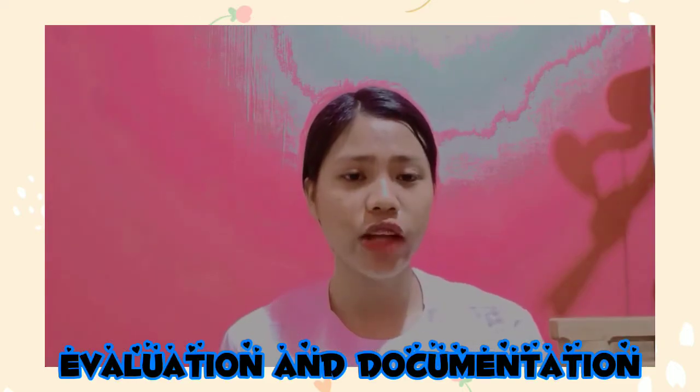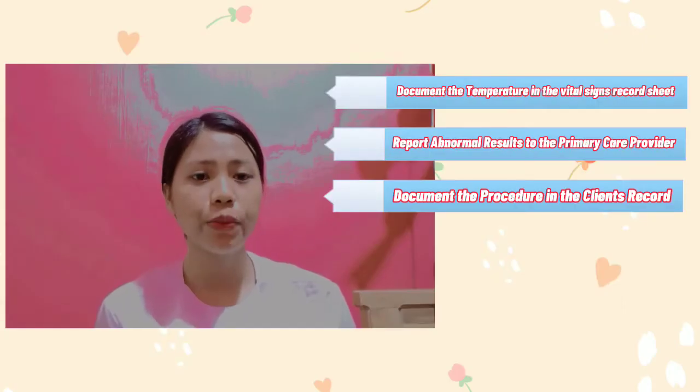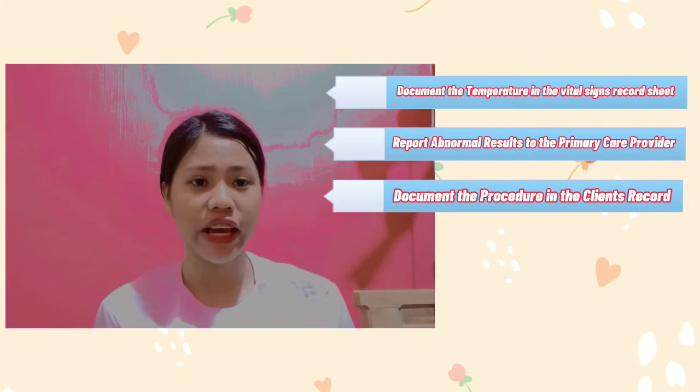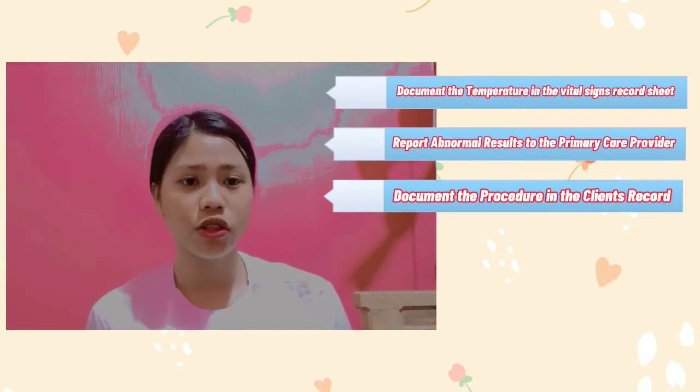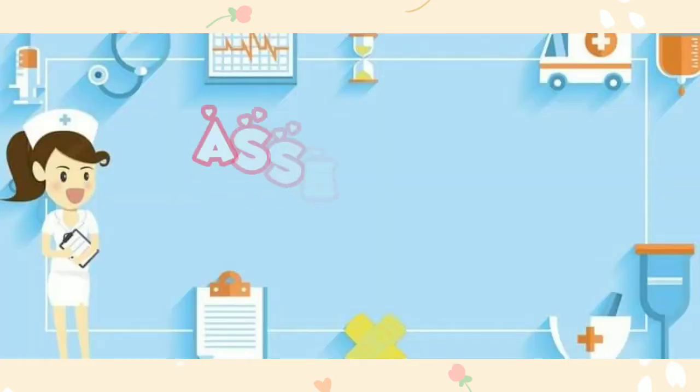For the evaluation and documentation, document the temperature in the vital sign record sheet. Then, report abnormal result to the primary care provider. Lastly, document the procedure in the client record.